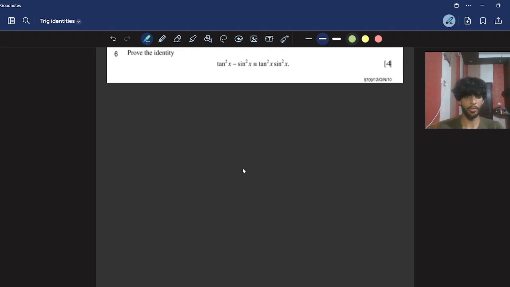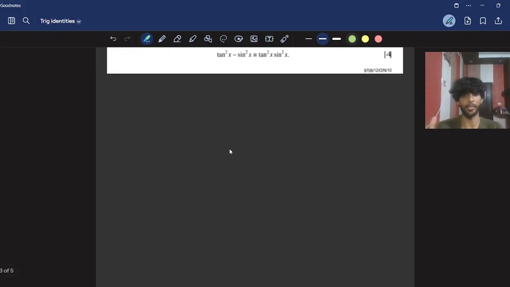So right now you have tan squared theta, you have minus sine squared theta. You have to turn it into tan squared theta multiplied by sine squared theta. That's not as obvious. You don't really have any idea what to do over here. You have tans and sines on the left side. The only thing you don't have is a negative sign. So somehow, I have to get rid of that negative sign. Now, as of now, I don't know how to do that. So I'm just going to write tan squared x minus sine squared x.